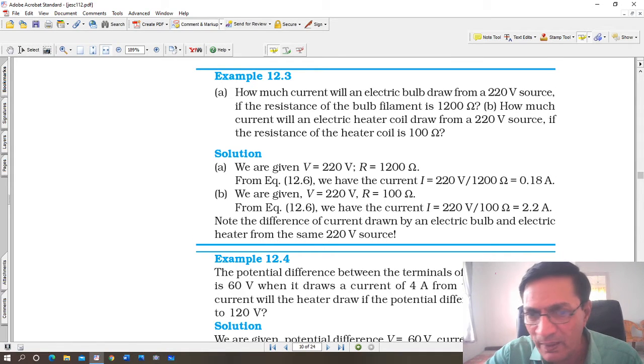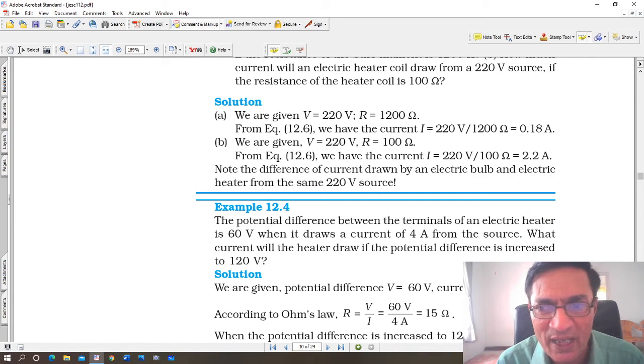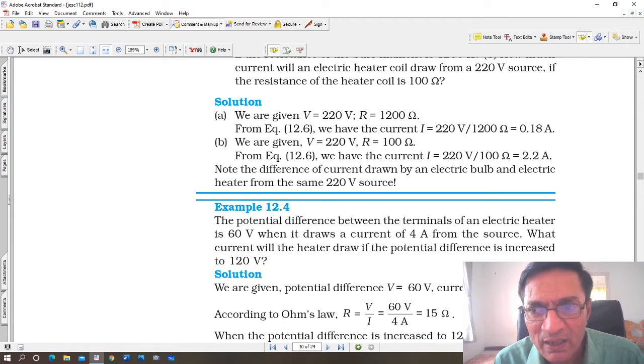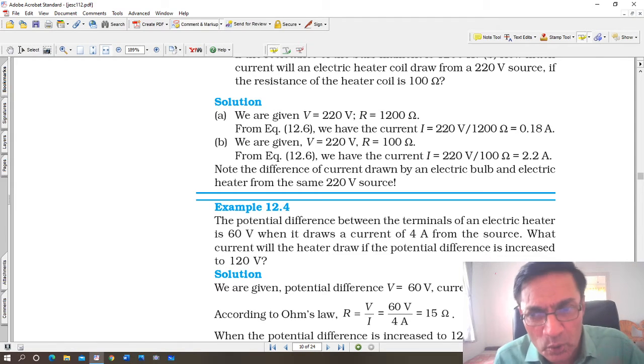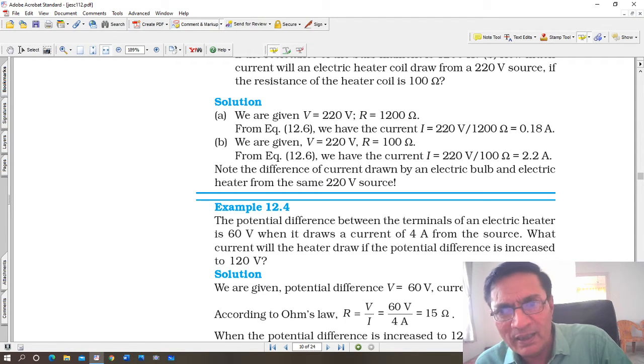Look at the solution given below. We are given V is 220 volts, R is 1200, and we get the formula V is equal to I into R. So I is equal to V upon R, 220 upon 1200, which is 0.18 ampere current. In the second question, we have to use the same formula, but this time also we have to find the current. 220 volts upon 100, that is 2.2 ampere current.